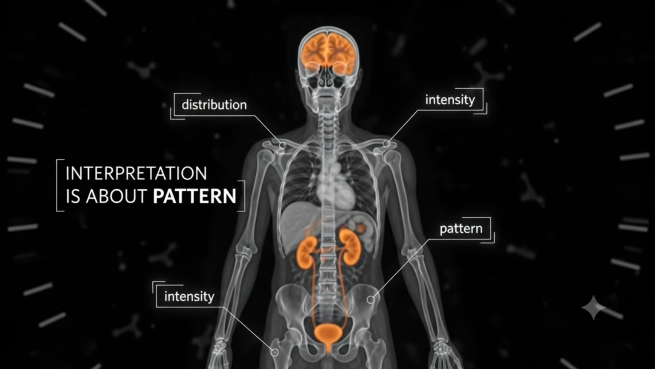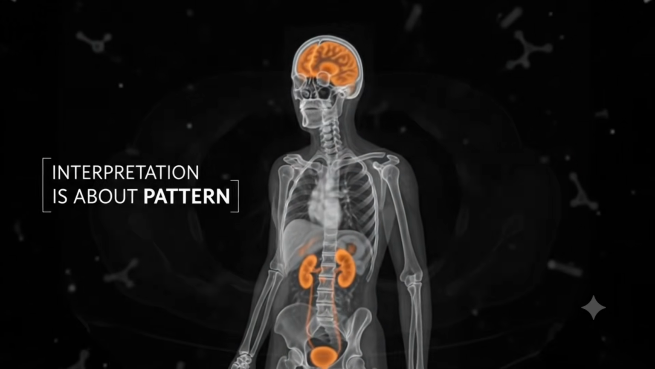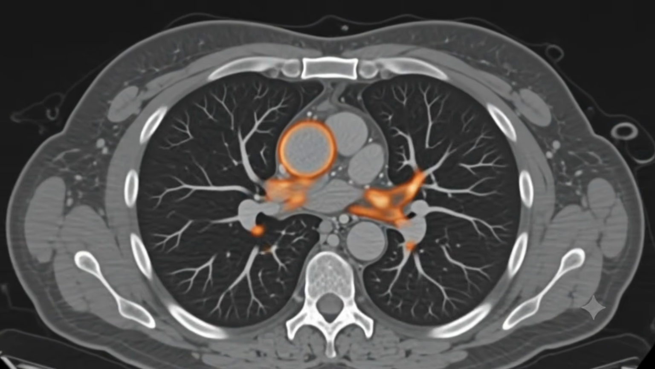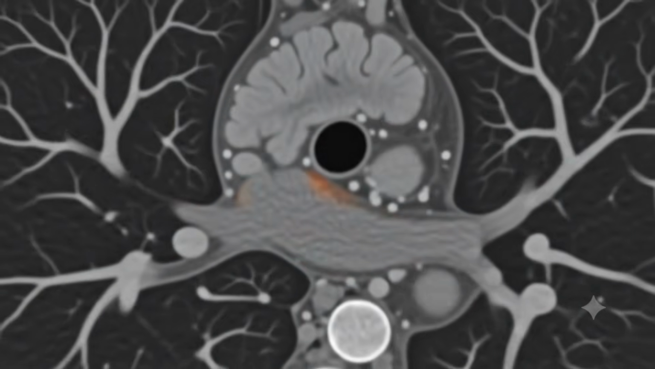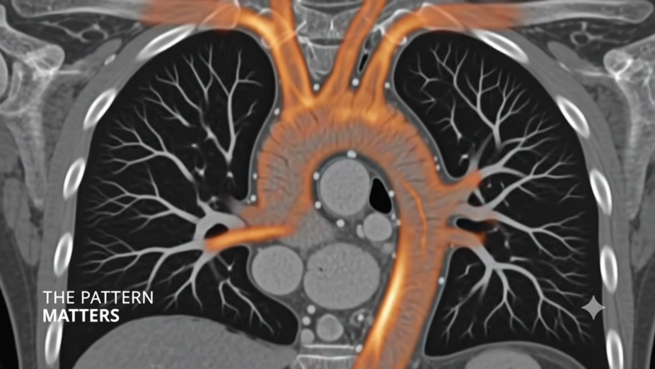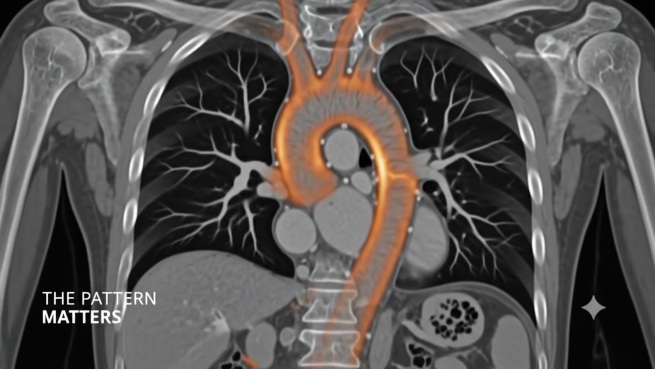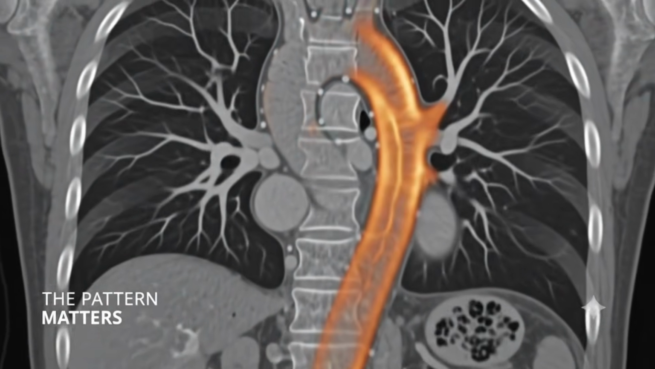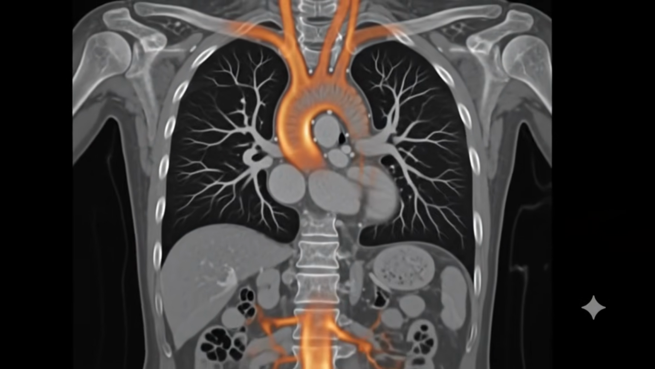Interpretation is not simply about intensity. We assess distribution, pattern, and metabolic activity in anatomical context. In active large vessel vasculitis, uptake typically follows the arterial wall, producing a smooth, linear pattern along the aorta and its major branches.